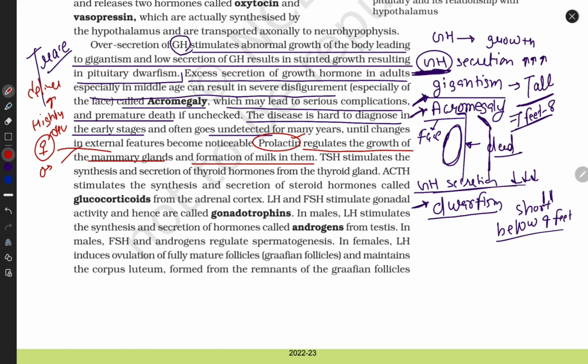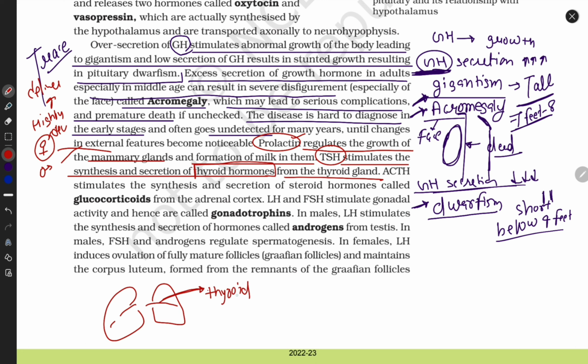Now the other hormone is TSH, thyroid stimulating hormone. TSH stimulates the synthesis and secretion of thyroid hormone. This is a very important hormone, guys. Very important, very necessary. From the thyroid gland, these are thyroid glands. Okay, what kind of hormone does the thyroid gland release? The hormone name is thyroid hormone. Simple.